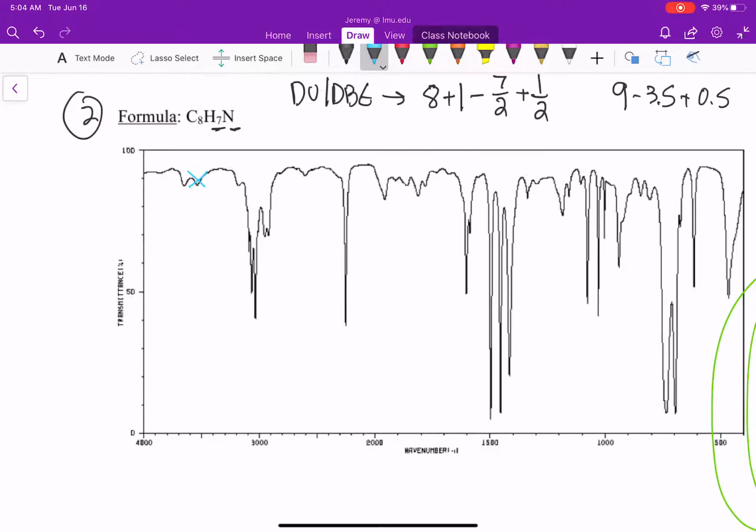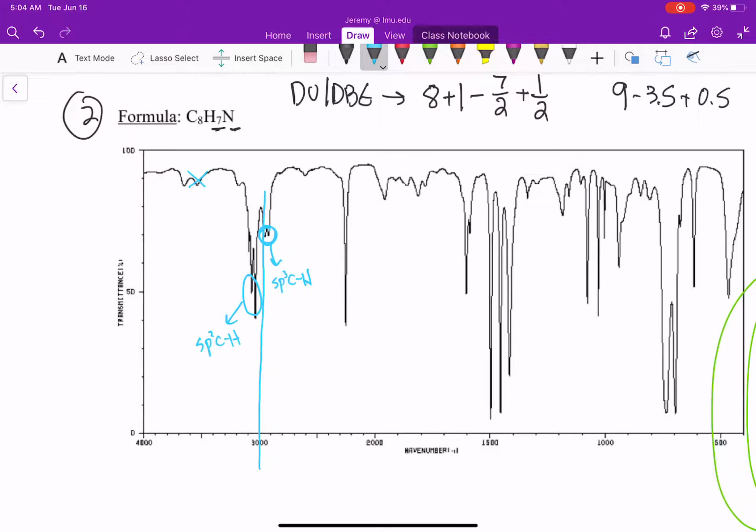Zone 1, nothing substantial here, right? I draw my 3000 line. I have some peaks between 3100 and 3000. Those correspond to sp2 C-H's. I have a couple of peaks between 3000 and 2850. Those are sp3 C-H's.